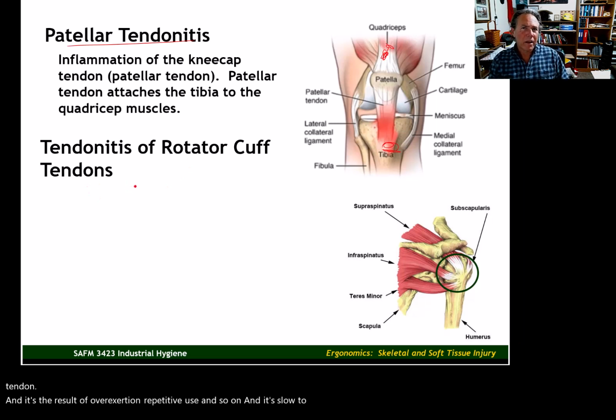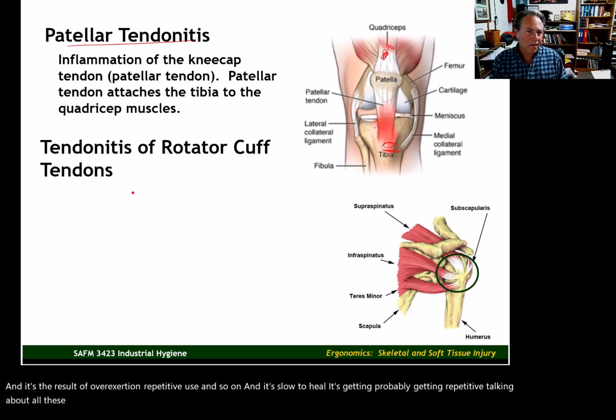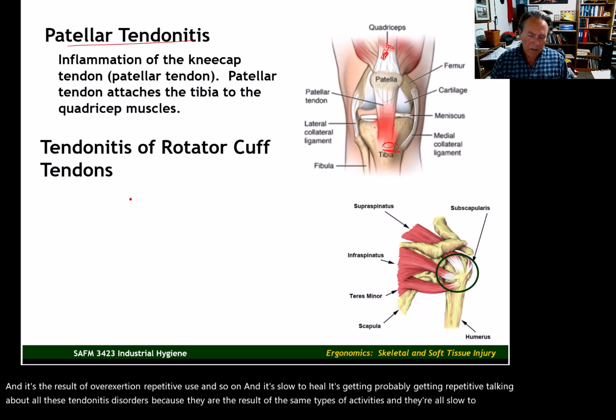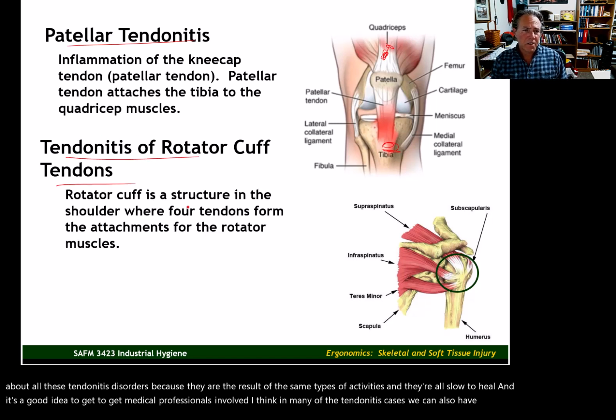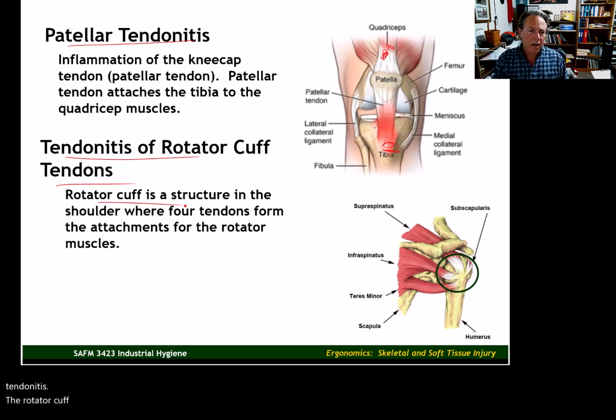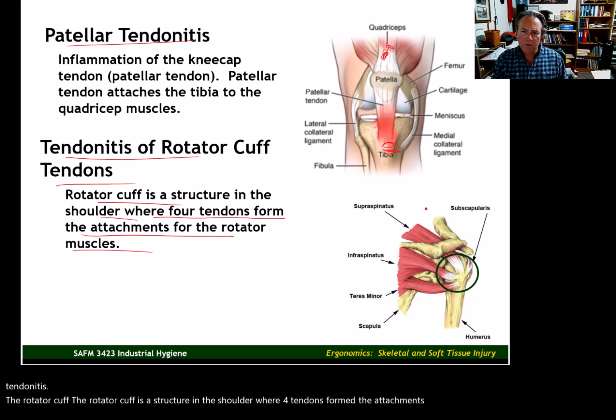It's probably getting repetitive talking about all of these tendinitis disorders, because they are the result of the same types of activities, and they're all slow to heal. And it's a good idea to get medical professionals involved, I think, in many of the tendinitis cases. We can also have tendinitis of the rotator cuff tendons. The rotator cuff is a structure in the shoulder where 4 tendons form the attachments for the rotator muscles.